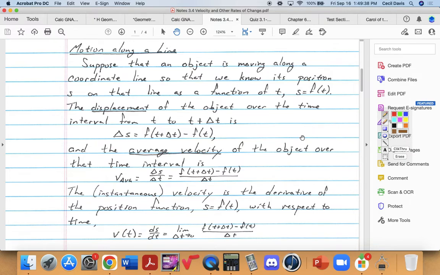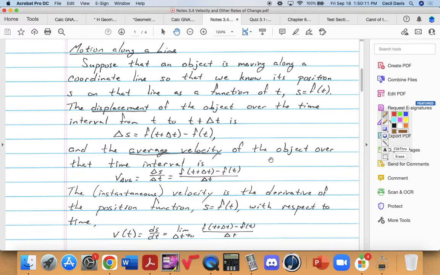So something you studied in physics at some point, the displacement of an object. You guys all remember that? Some of you yes, some of you no. Displacement is just the amount of change. It started in this place, it ended in this place. That's the displacement. So that would be the change in s, the change in position. So f of t plus delta t, that's its ending position, minus f of t, that's its starting position.